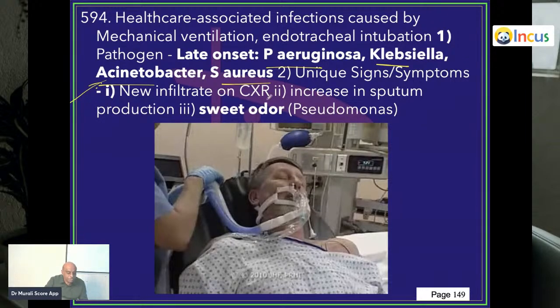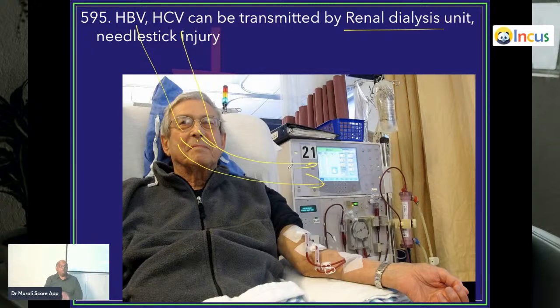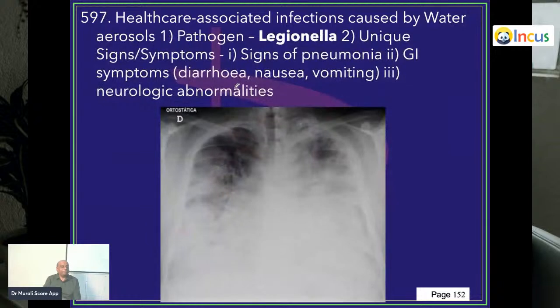If it is Pseudomonas, there is a sweet odor. You remember the sweet fruity odor. Then HBV, HCV in renal dialysis. Renal dialysis patients, HBV, HCV very rampant. Then catheterization leads to Proteus, E. coli, Klebsiella, leading to dysuria, flank pain, pyelonephritis, costovertebral tenderness.